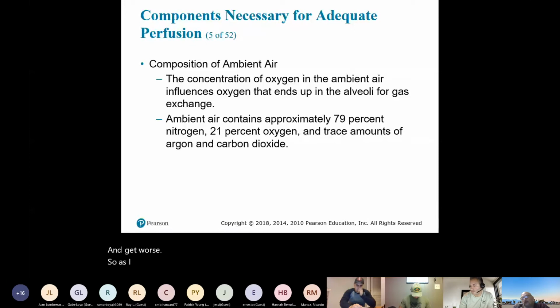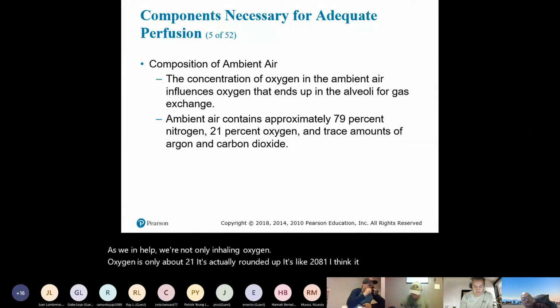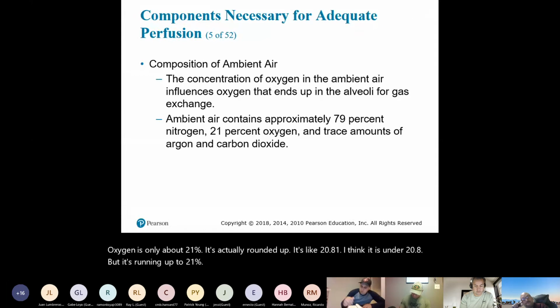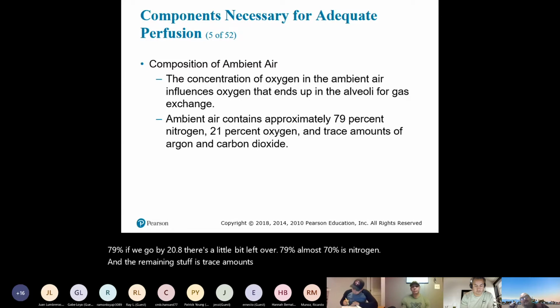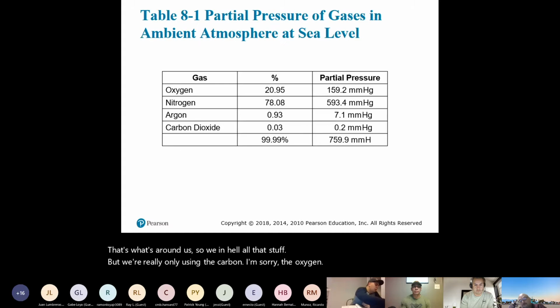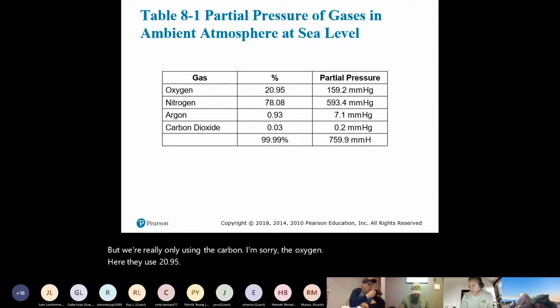So as I mentioned earlier, the ambient air, the air around us, as we inhale, we're not only inhaling oxygen. Oxygen is only about 21%. It's actually rounded up. It's like 20.8, but it's rounded up to 21%. Almost 79% is nitrogen. And the remaining stuff is trace amounts of argon and carbon dioxide. That's what's around us. So we inhale all that stuff, but we're really only using the oxygen. Oh, here they use 20.95. Depends which book you use.